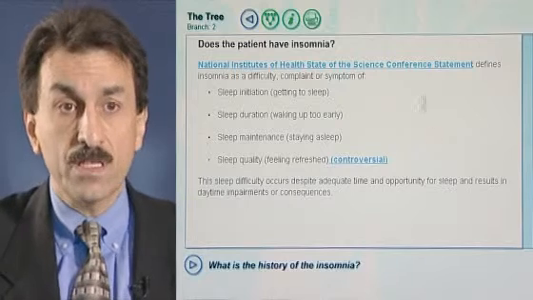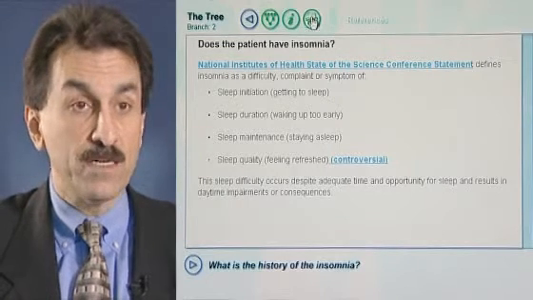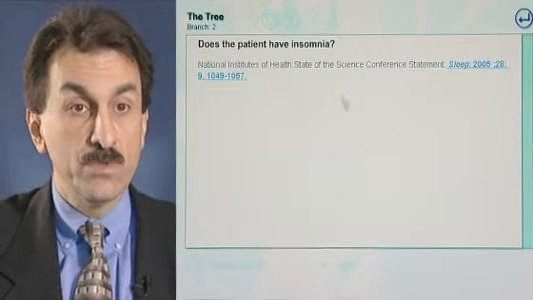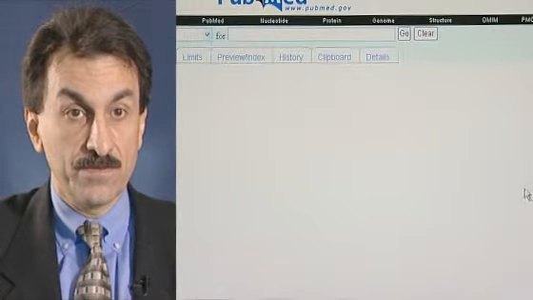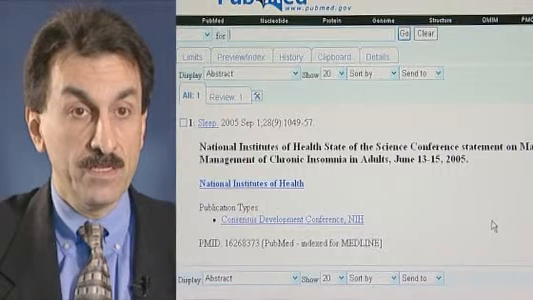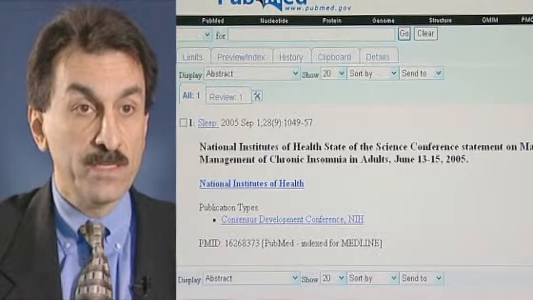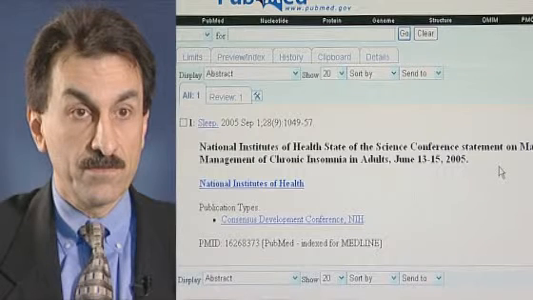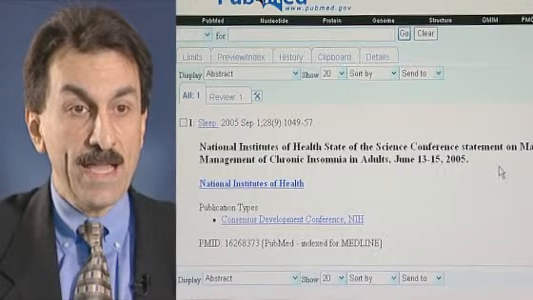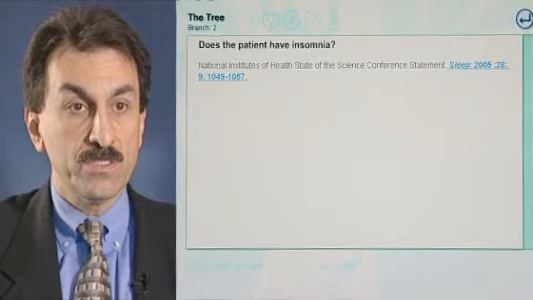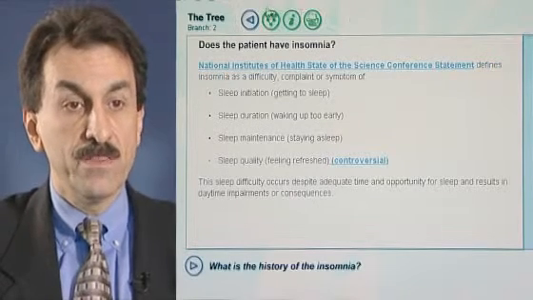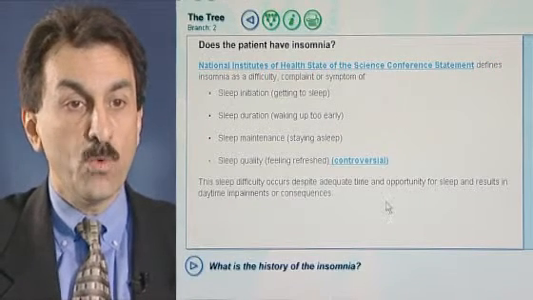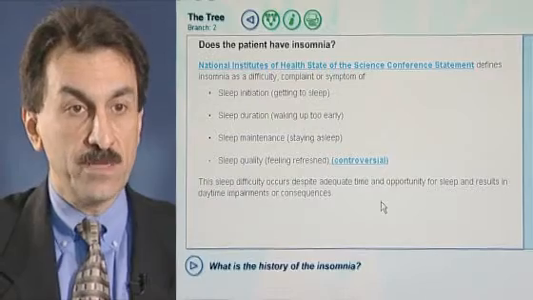Now, I invite you to click on the References icon to go directly to the NIH State of the Science Conference Statement. As you can see here, if you click on it, this will take you through a hyperlink to the PubMed NIH statement. Let's now go back and ask the question again, does the patient have insomnia? The answer is yes. Then what is the history of the insomnia?